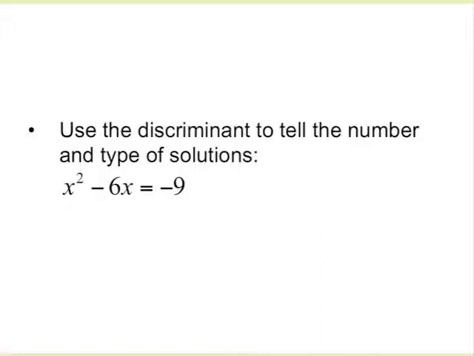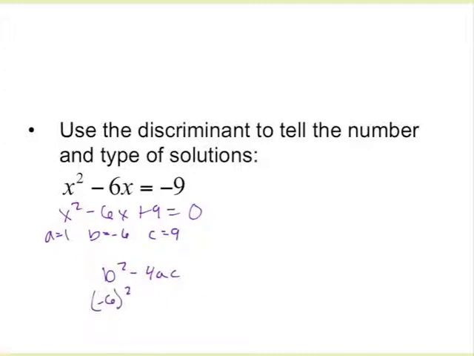This one is not in standard form, so I would need to begin by adding 9 to both sides to get it in standard form. Then A is 1, B is -6, and C is 9. So our discriminant, b squared minus 4ac, -6 squared minus 4 times 1 times 9, which is 36 minus 36 or 0. So that means I have one real solution.